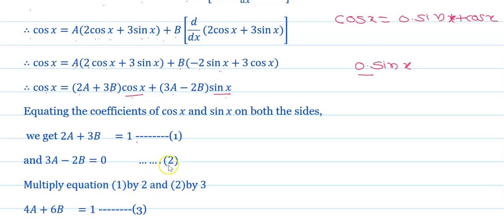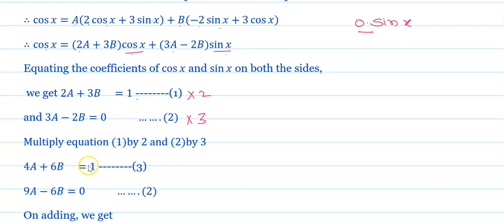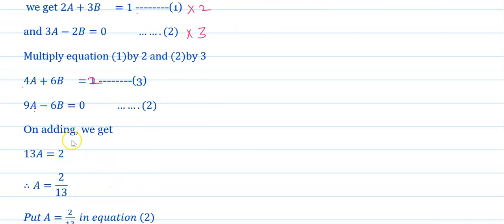Multiply equation 1 by 2, equation 1 by 2 and equation 2 by 3. Okay. Then what you will get? That is 4a plus 6b is equals to 2 here. Okay. Next multiplied by 3. That is 9a minus 6b is equals to 0. And if you add it, then these two terms will get cancelled. 4a plus 9a, 13a. 13a is equals to 2. Okay. Therefore, a is equals to 2 upon 13.